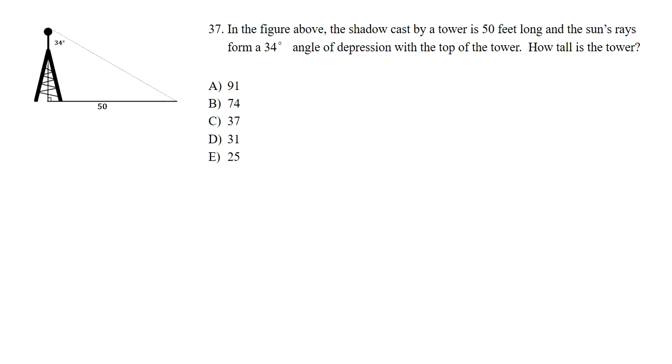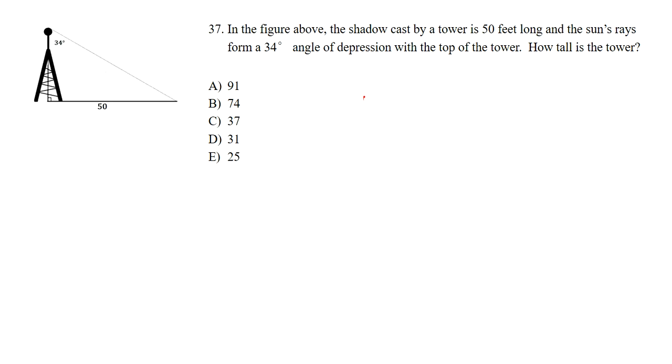Question 37. In the figure above, which I've moved over here to the left, the shadow cast by a tower is 50 feet long, and the sun's rays form a 34-degree angle of depression with the top of the tower. How tall is the tower? Okay, so we can see that the tower and its shadow and this line here forms a right triangle.